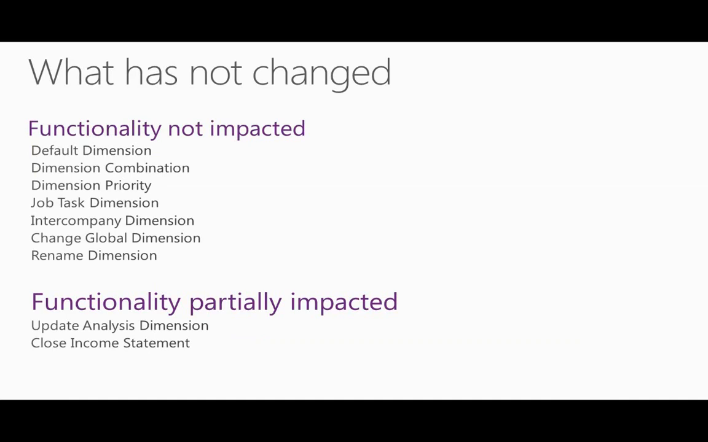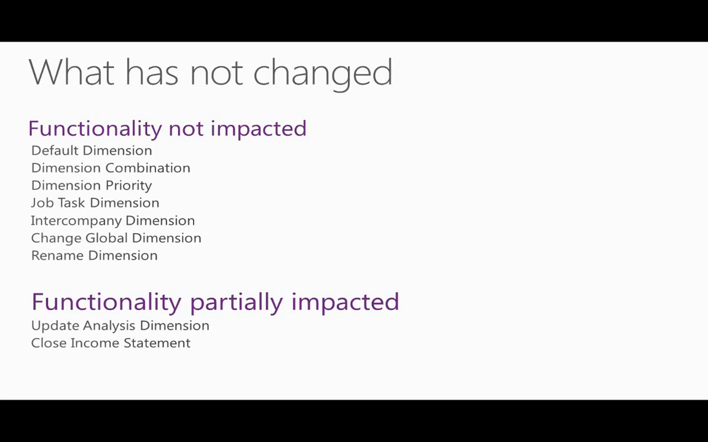Functionality not impacted. Default dimension. Default dimension is a dimension value that can be set up on a GL account, for a customer, for a vendor, and so on. When default dimension has been set up, the system uses it every time the account is used by the user, for example in a journal when a user selects a GL account.